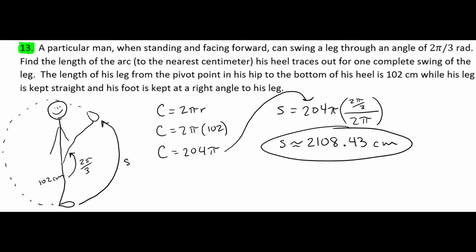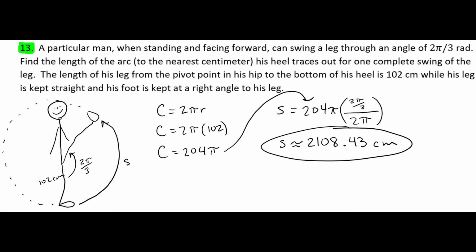So 2 pi divided by 3, all of that dividing by 2 pi. Some pi's will cancel off here, but as long as you plug it into the calculator correctly, you'll get the right answer. I got an arc length of 2,108.43 centimeters. So that is what you get.